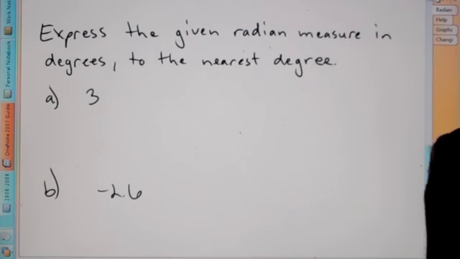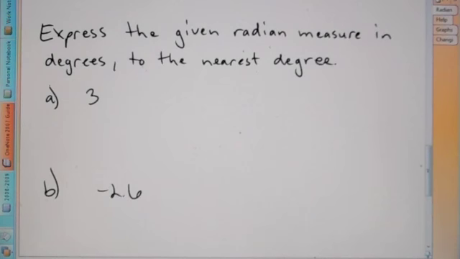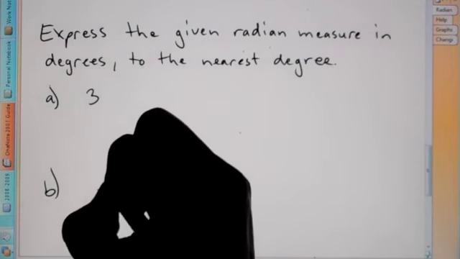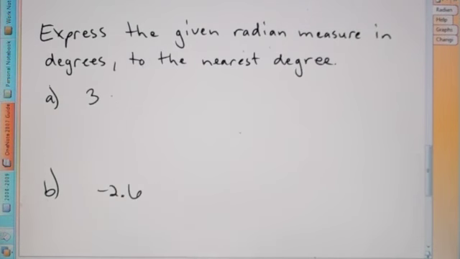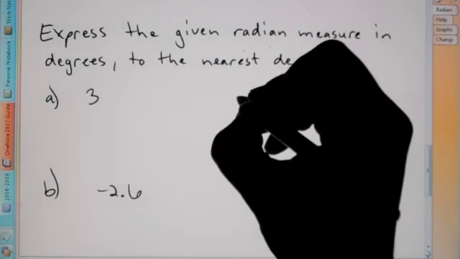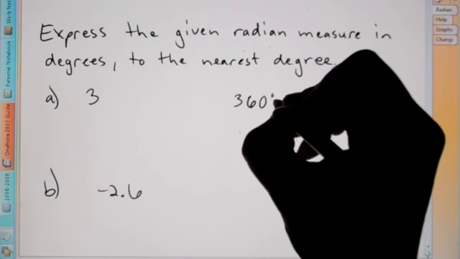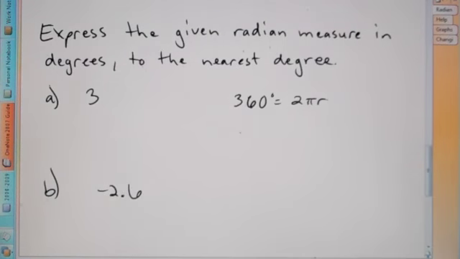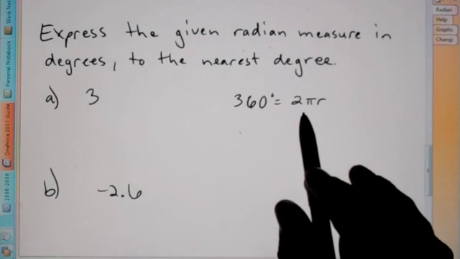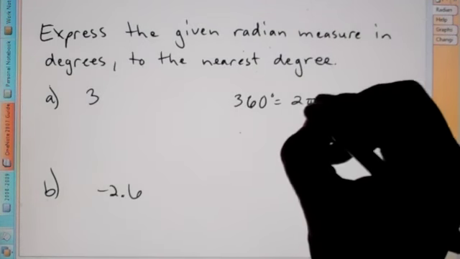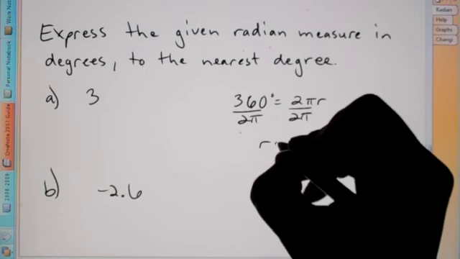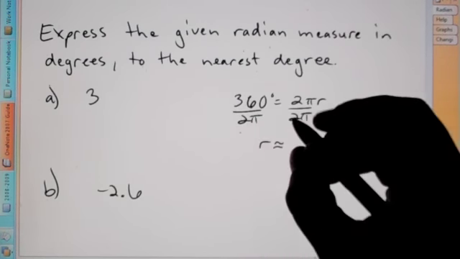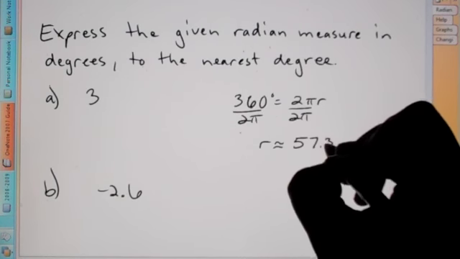Next, express the given radian measure in degrees to the nearest degree. Well, this one obviously doesn't have pi. You could still do the 180 over pi, but this one doesn't have a pi to cancel out. So we figured out that 360 degrees is equal to 2 pi r. Again, we said this before: a full cycle equals a full cycle. Well, we're trying to figure out what 1 radian is worth. If we divide 360 by 2 pi to get the radian by itself, this is about 57.3 degrees.